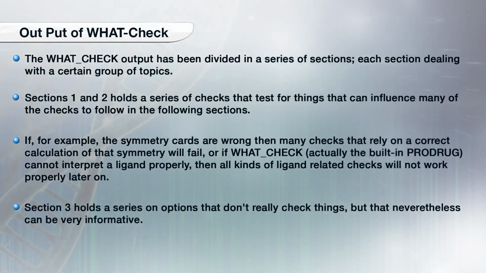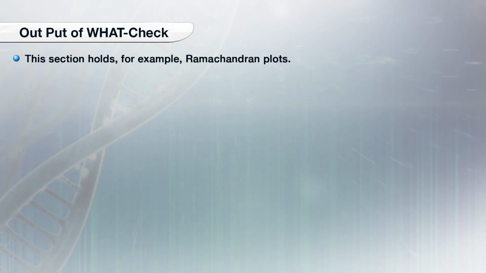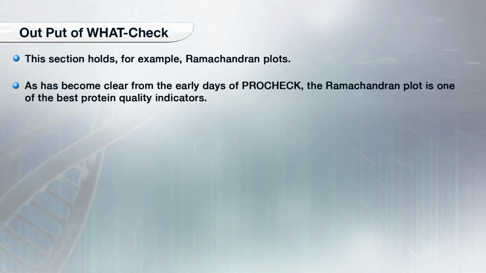Section 3 will hold a series of options that don't really check things, but that nevertheless can be very informative. This section holds, for example, the very important Ramachandran plot. It has become clear from the early days that the PROCHECK Ramachandran plot is one of the best protein quality indicators.